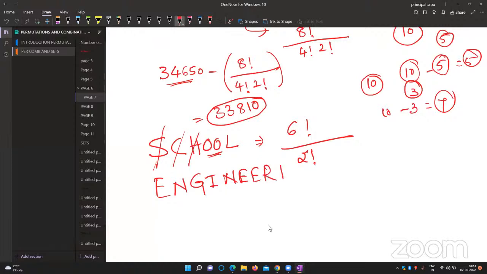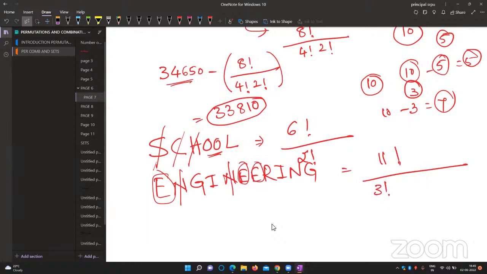Engineering. So how many ways can you arrange all the letters of the word engineering? 1, 2, 3, 4, 5, 6, 7, 8, 9, 10, 11. Total 11 factorial divided by, for the letters of the word engineering: E is 1, 2, 3, that is 3 factorial. N is 1, 2, 3, 3 factorial. And G, 2 factorial. G is only 2 times.